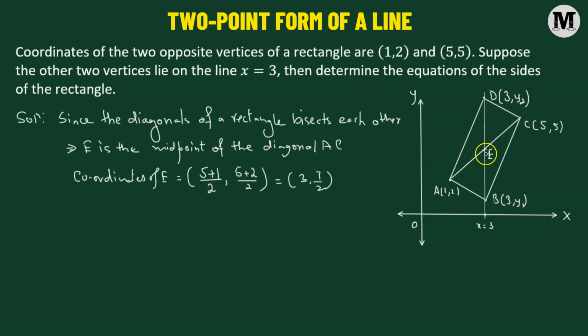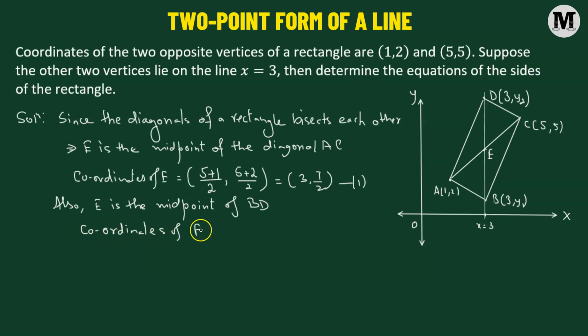Now also, E is going to be the midpoint of BD. Since E is the midpoint of BD, then again by using the midpoint formula, we can find the coordinates of the midpoint E, but this time we're going to use the coordinates of point D and point B. So for the x coordinate, we take the sum of the x coordinates divided by 2, and then the sum of the y coordinates, so we have (y1 + y2) divided by 2. So we get the value (3, (y1 + y2)/2). Let this be number 2.